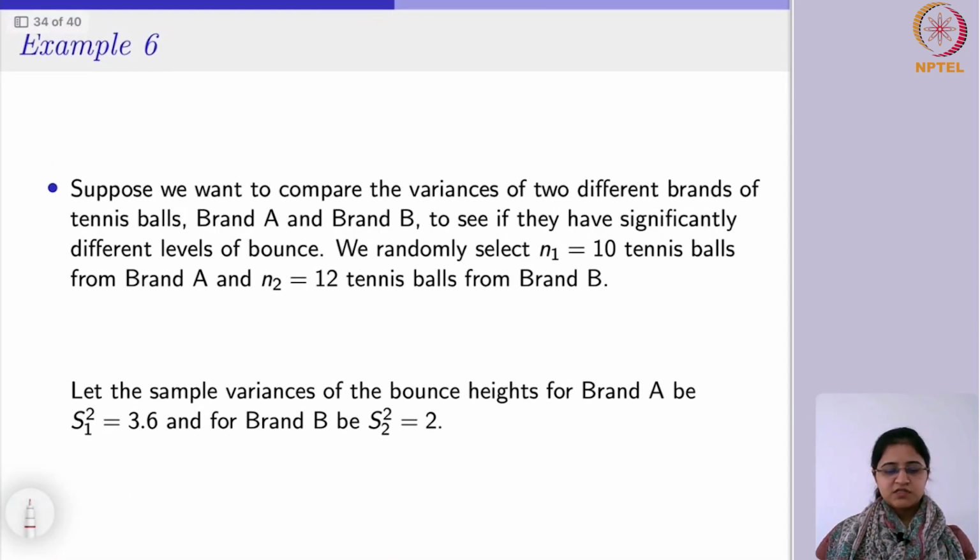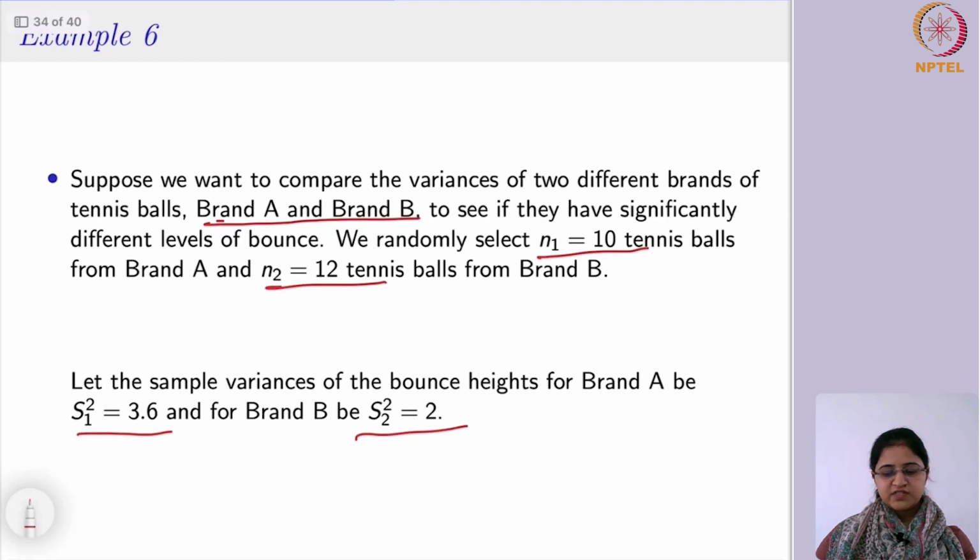So for this, let us consider this example over here. Suppose you want to compare the variance of two different brands of tennis ball. So brand A and brand B is there. You select 10 tennis balls from brand A and 12 from B. And their sample variances are given to you as S1 square and S2 square. Okay. Now in this case, let us see how you can calculate your F statistic.